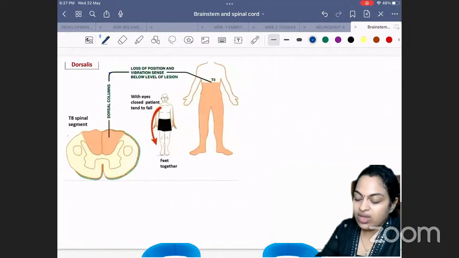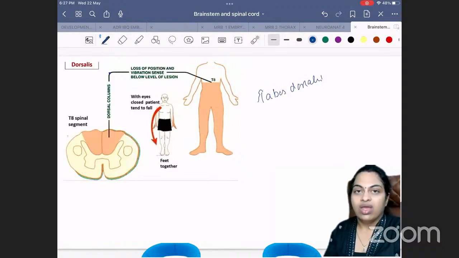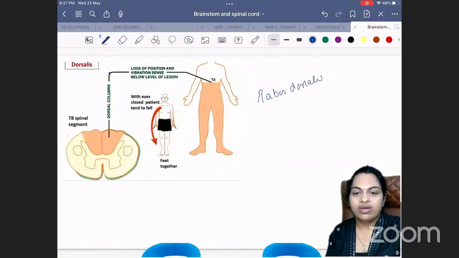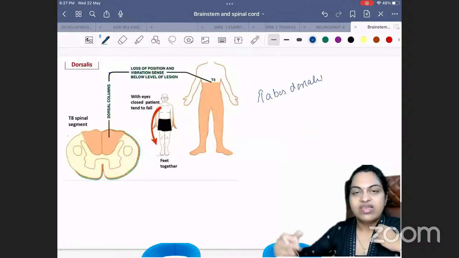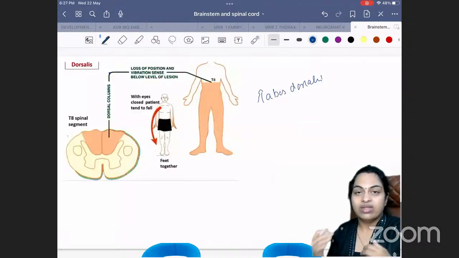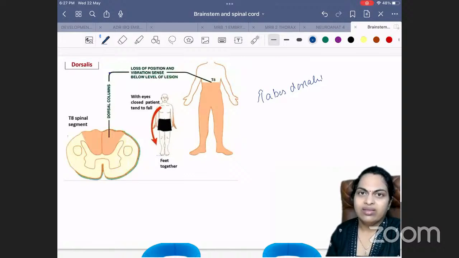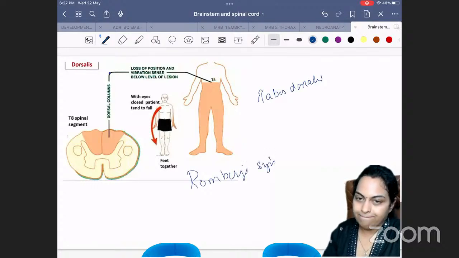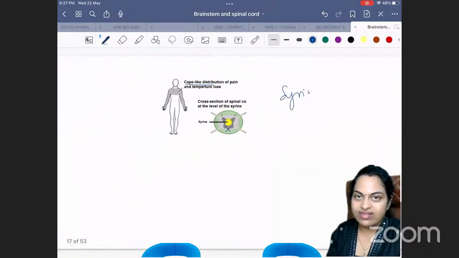And this is what I told you in syphilitic lesion, tabes dorsalis. It specifically involves the dorsal column. So here the sensations carried by the dorsal column will be lost. And since proprioception is gone, you ask the patient to walk in a straight line with closed eyes. He will stumble, and this is called the Romberg sign. Again, bilateral. Syringomyelia is again bilateral.